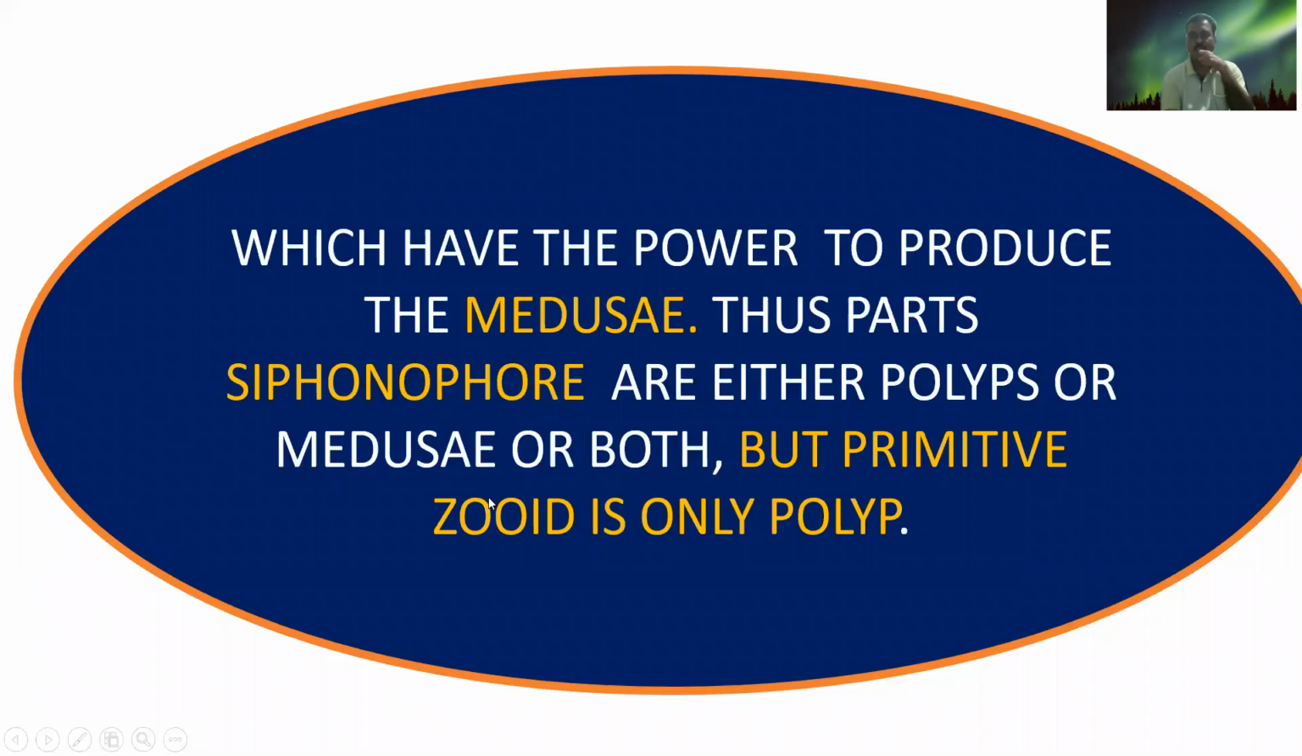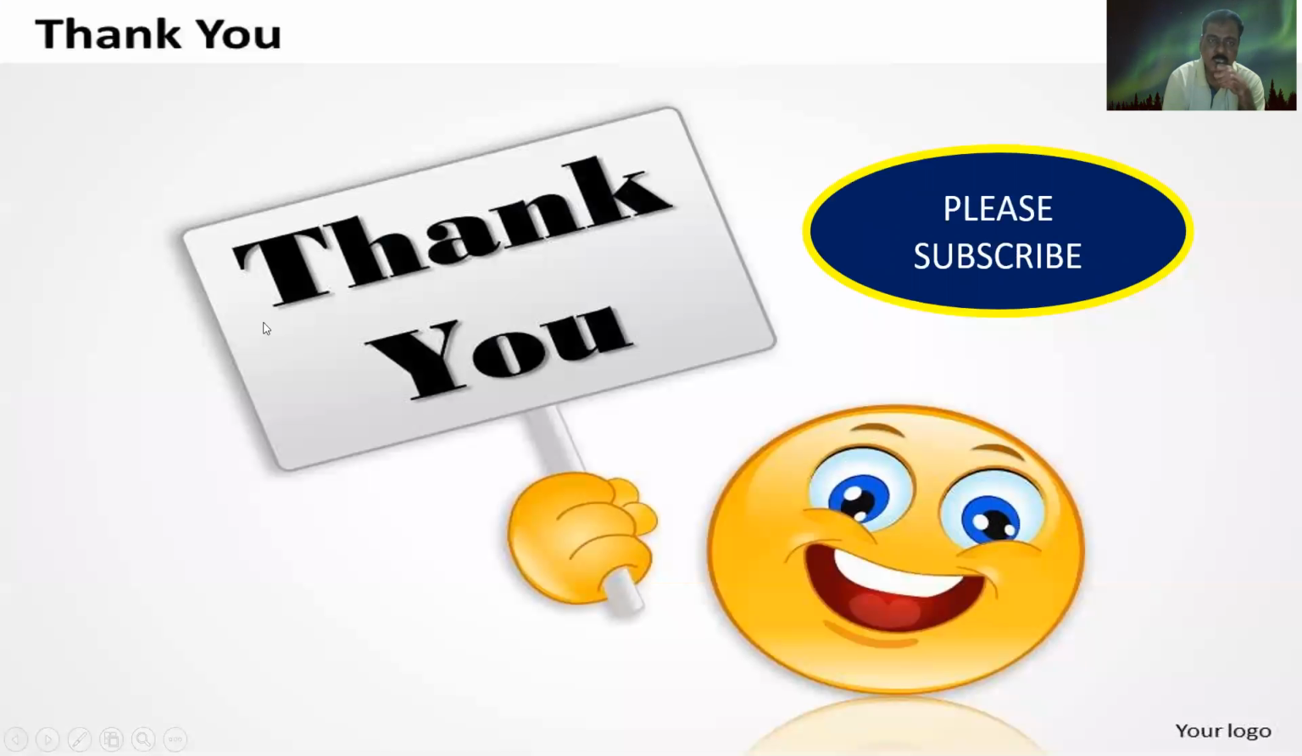This is the gist about polymorphism. We can see the division of labor is seen in polymorphism in coelenterates.